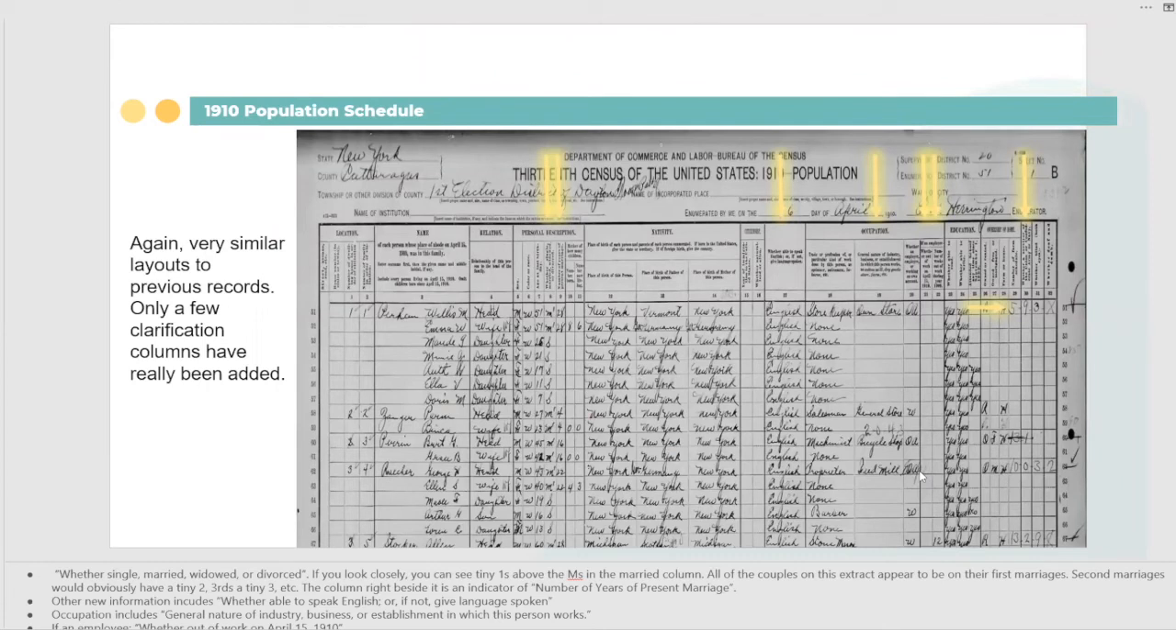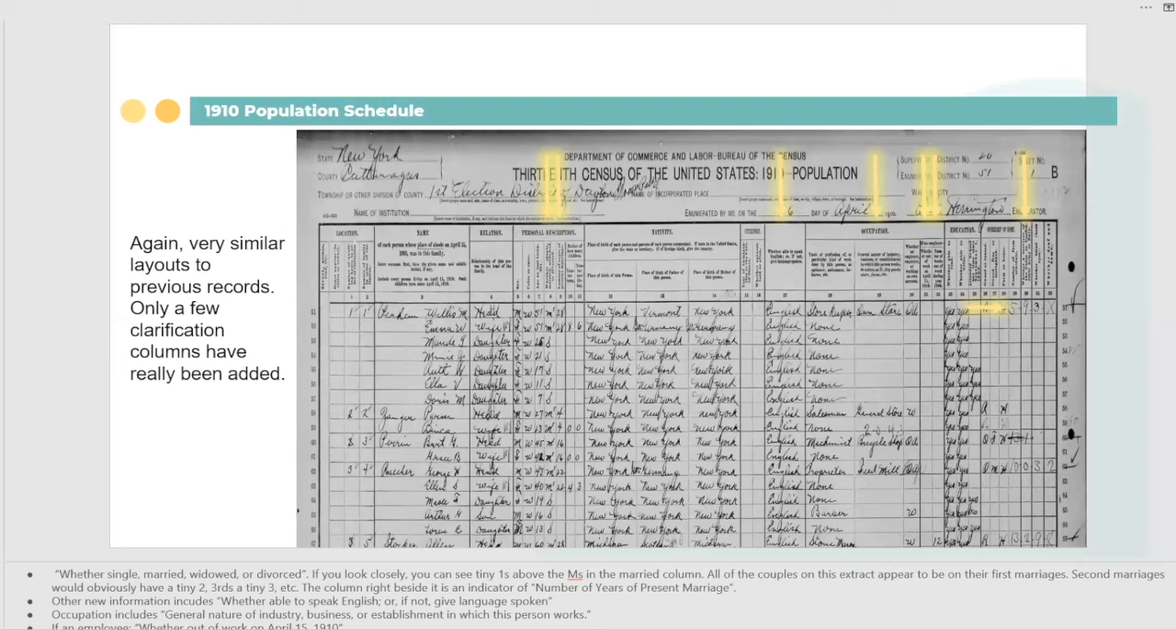1910 is fairly similar to previous layouts. Only a few clarification columns have been added here. As I said, we can note that this is condensed now down into married, single, divorced, or widowed. These teeny little numbers up here indicate, not every person would have filled this out, but this particular census taker did, the number of marriage that they're on. So we have the age of their first marriage and what marriage they are on. So if you see here that we have somebody who's on a second marriage that you didn't realize should be on a second marriage, that can tell you a lot about what you need to research previously.